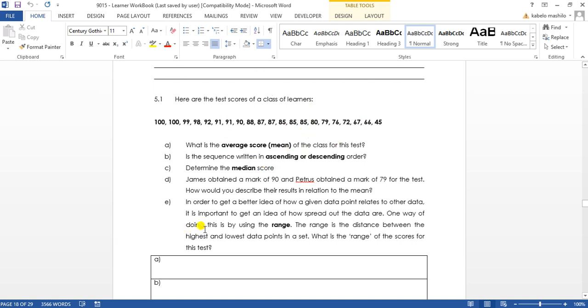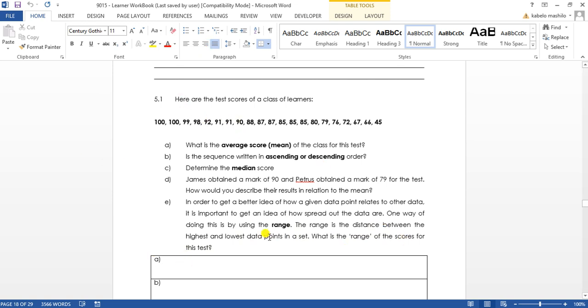Did James obtain a mark of 90 and Petros a mark of 79 for the test? How would you describe their result in relation to the mean? You will answer that. In order to get a better idea of how given data points relate to other data, it is important to get an idea of how spread out the data are. One way of doing this is by using the range. The range is the distance between the highest and the lowest data points in a set. What is the range of scores for this test?